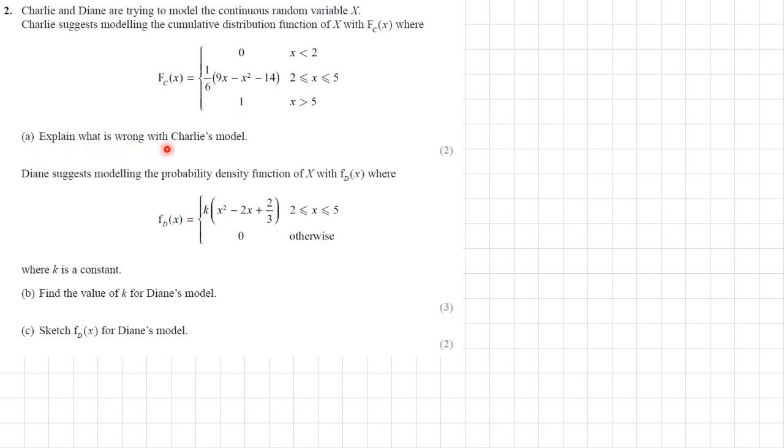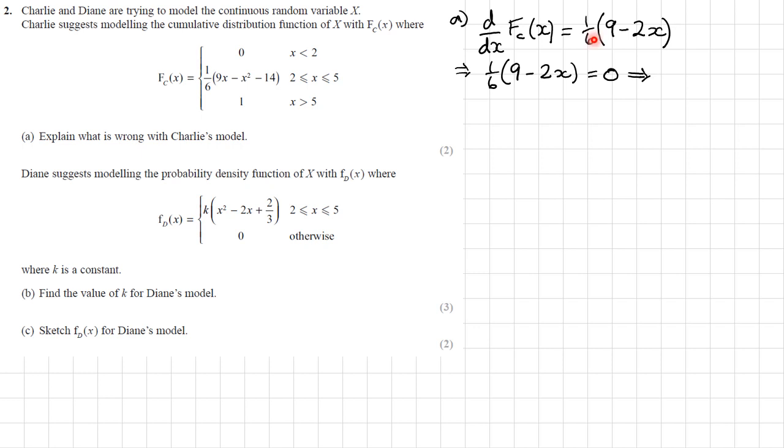Part a, explain what is wrong with Charlie's model. Now, a CDF should be always increasing over a particular interval from 0 to 1. So over the interval 2 to 5, this function here should always be increasing. So we're just going to check to see if that's the case. So I'm going to differentiate this CDF, which will give me the PDF, and see where the peak or the trough of this quadratic occurs. If I differentiate that, I'll get 1/6 of (9 minus 2x).